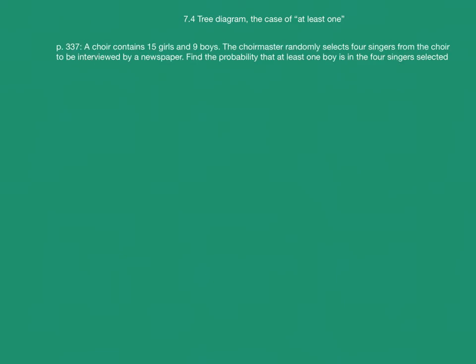A choir contains 15 girls and 9 boys. The choirmaster randomly selects 4 singers from the choir to be interviewed by a newspaper. Find the probability that at least one boy is in the 4 singers selected.